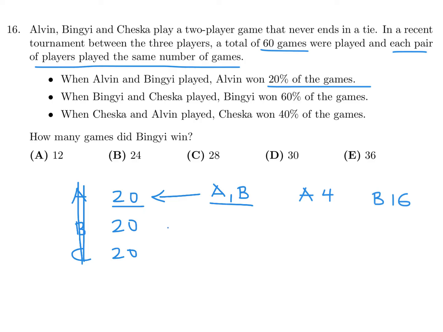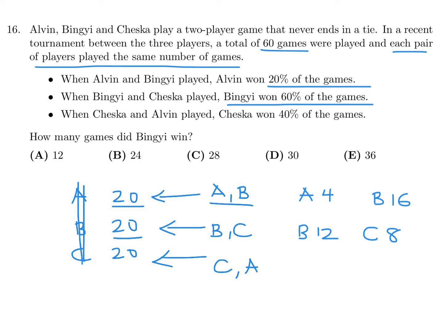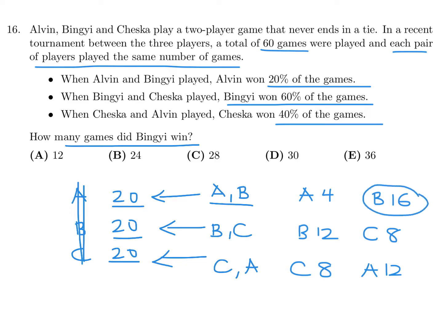Got it? Okay, now let's move on to this pair, which is Bingy and Cheska. Bingy won 60% of these games. 60% of 20 is 12. So Bingy won 12, and that means Cheska won 8. And then finally, Cheska and Alvin. Cheska won 40% of 20, which is 8, and Alvin won 12. So they're asking how many games did Bingy win in total? Looks like this 16 and that 12, and that is 28. And therefore, C is the answer to number 16.